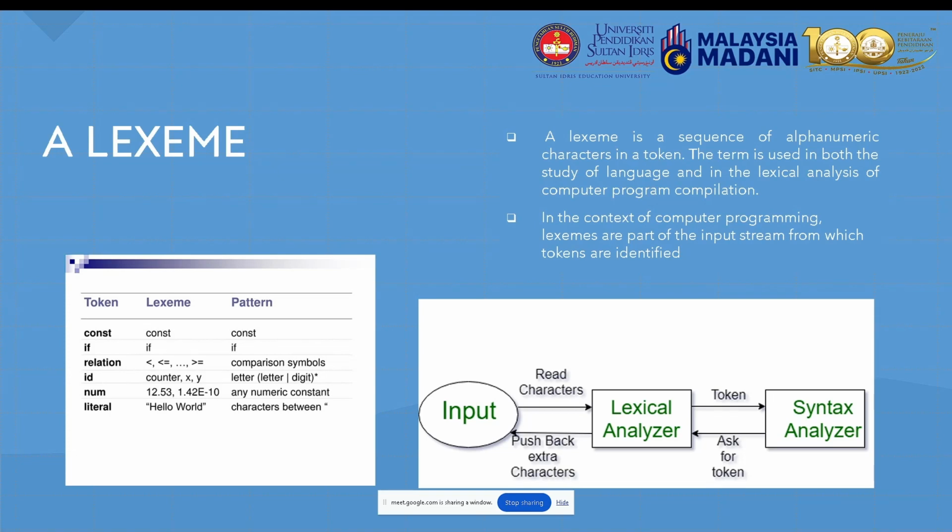Okay, another example we have is left parenthesis. Left parenthesis is the open bracket. For the token, we name it left parenthesis. For the lexeme, we just look at the keyboard, it is the open bracket. Pernah tengok ke open bracket?